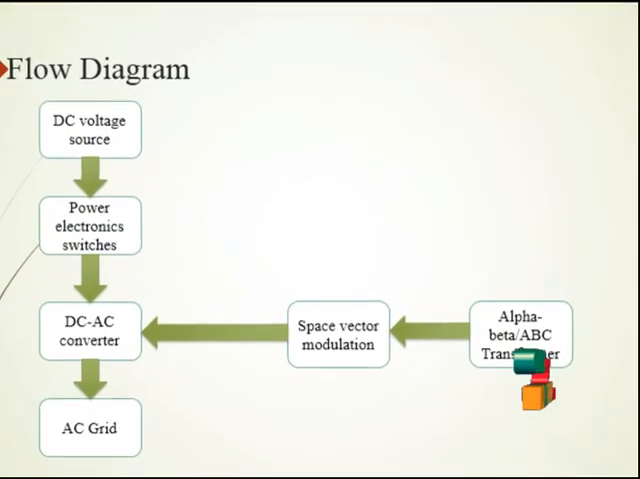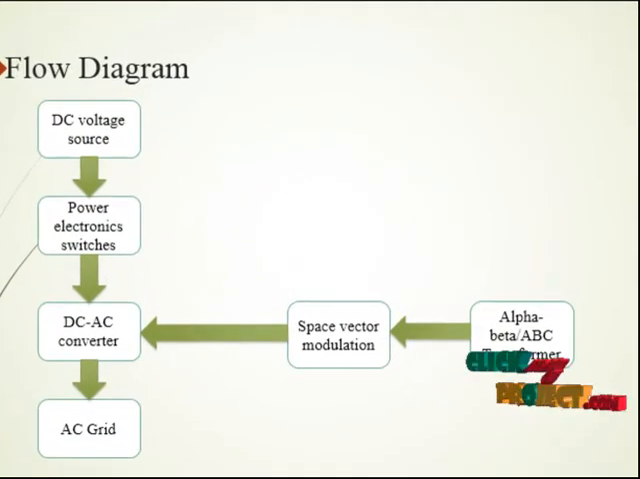Next we can see the flow diagram of our product. First we can see the DC voltage source. The DC voltage source is a constant voltage and current flow of our DC source. The DC source is used for the DC current suppression method of the grid connected inverter. This is the main process of our input.